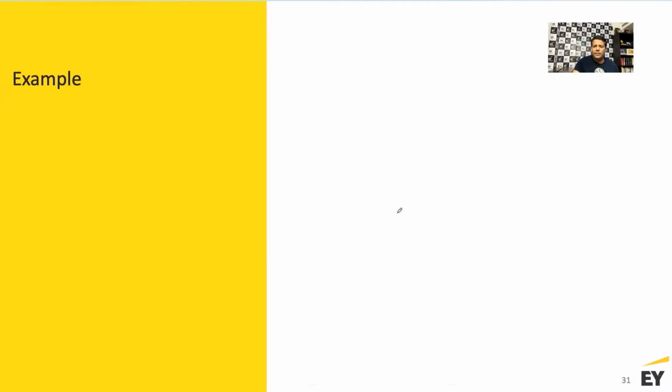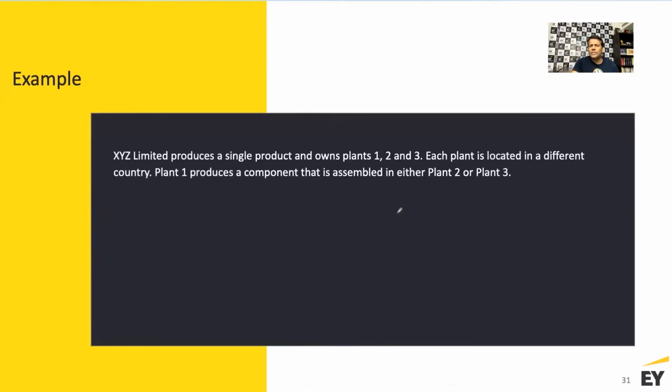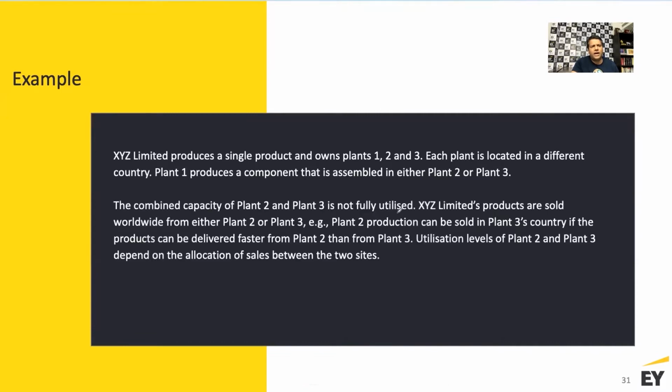Let's look at another example, right? Here we're trying to say that there are interdependencies, and if there are interdependencies, then you don't look at things in isolation, but actually look at them together. XYZ Limited produces a single product and has multiple plants, 1, 2 and 3. Each plant is located in a different country. Plant 1 produces a component that is assembled in either plant 2 or 3. The combined capacity of plant 2 and 3 is not fully utilized for a variety of reasons. XYZ Limited's products are sold worldwide from either plant 2 or plant 3.